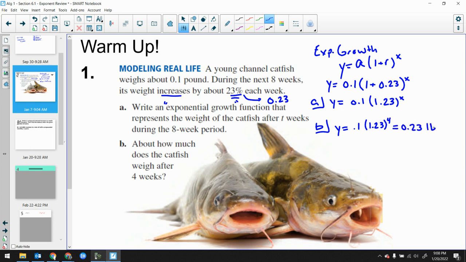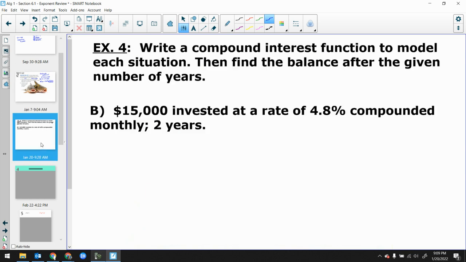0.23 of a pound. Okay, and that's my answer. All right, so hopefully we did all right with that. Now, if you need to, you should get out your guided notes from yesterday. Remember, if you don't have your guided notes, I always put the extra copies up in the bin, so you can get one of those if you need to.